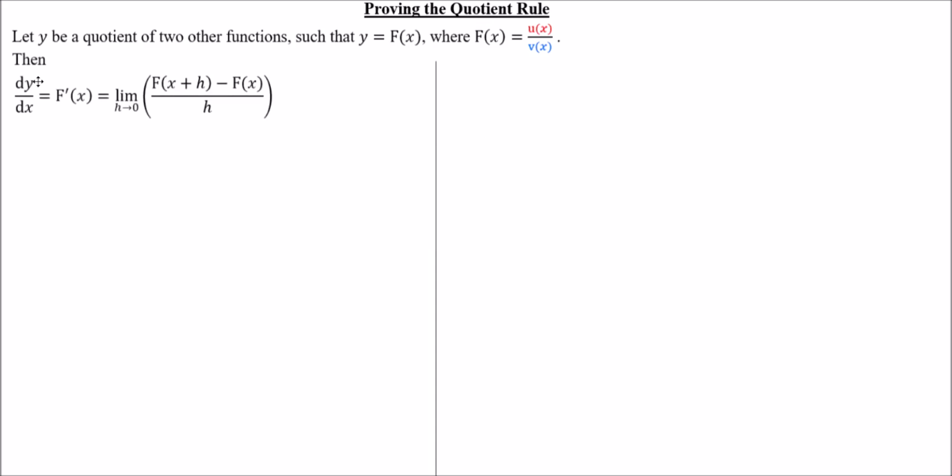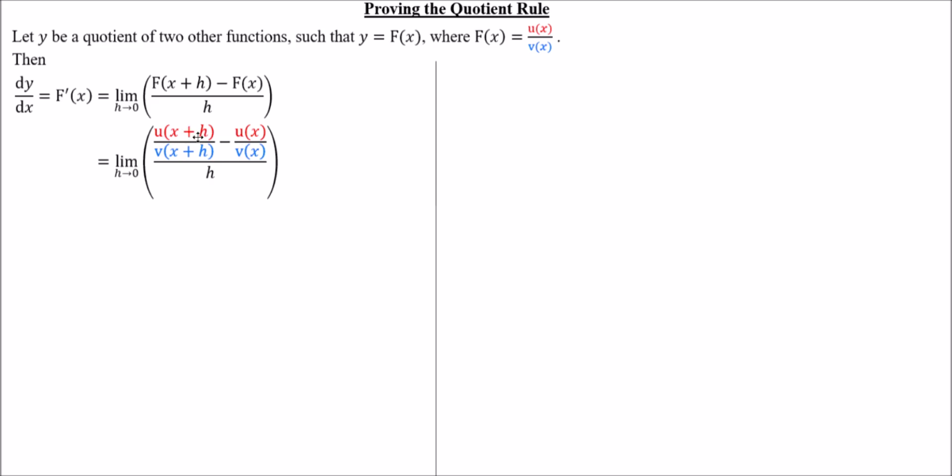So dy by dx, the derivative function from first principles, is this beast here. That should be no surprise yet. Let's now plug in, though, what big F actually is. So big F of x plus h would mean u of x plus h divided by v of x plus h, and minusing f of x means minusing u over v, all over h.